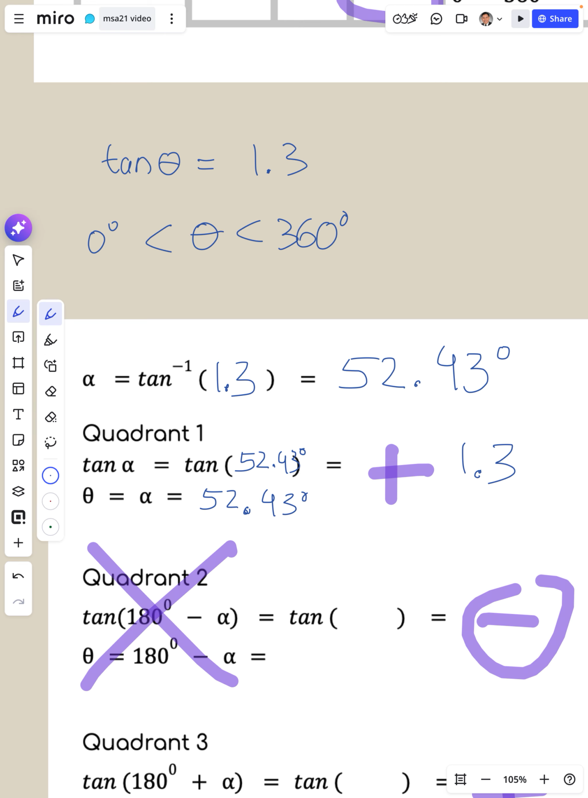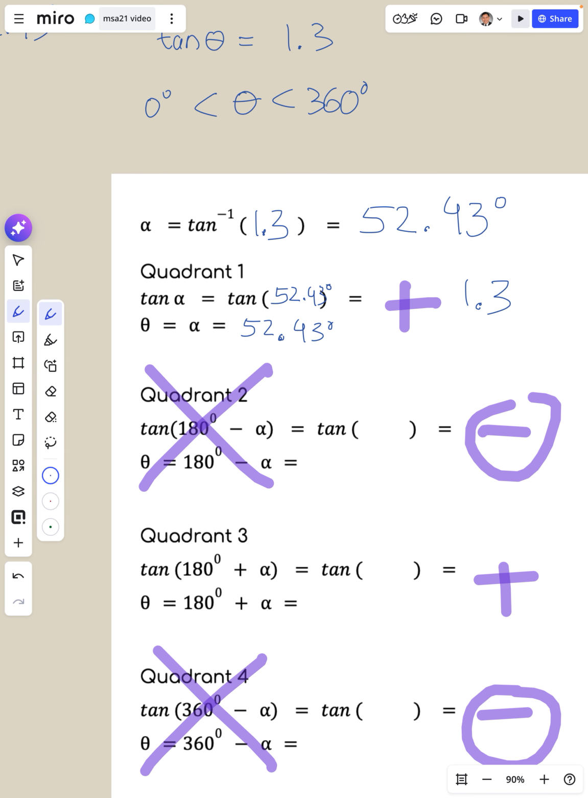How to check? Very simple. You press tangent 52.43, is equal to 1.2999, which is near to 1.3. So that's one of the answers. I mentioned that there are two answers, very simple.